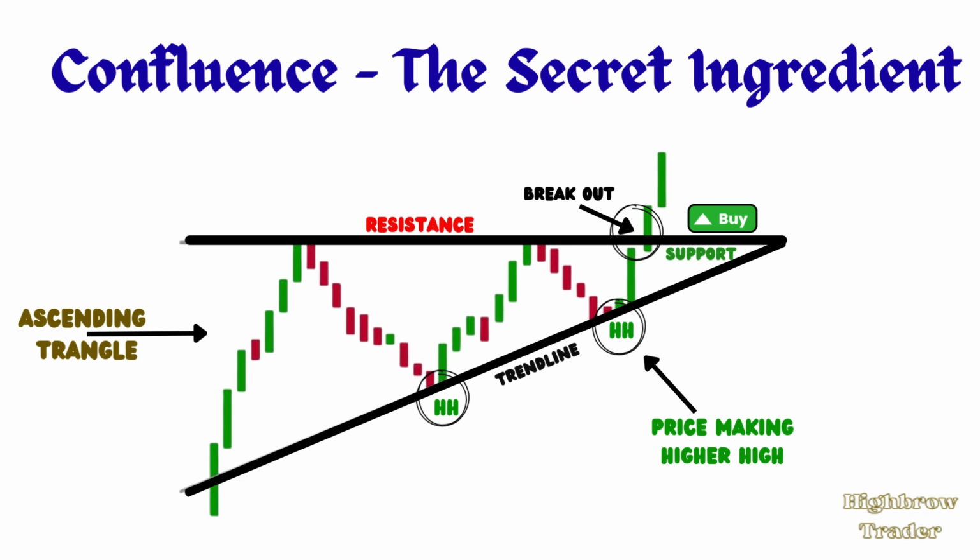Patterns work better when supported by other signals. Look for key levels like support, resistance, or trend lines that line up with the setup. This overlap is called confluence. It increases the chance of a successful move.